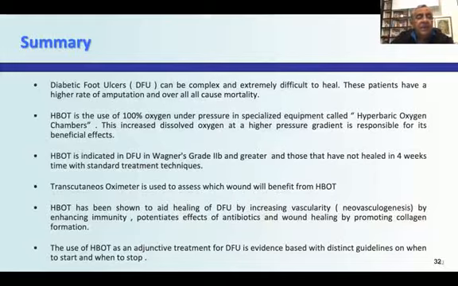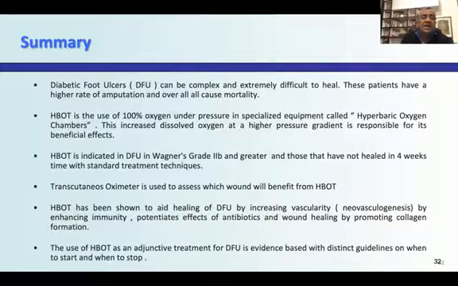In summary, diabetic foot ulcers can be complex and extremely difficult to heal. These patients have a high rate of amputation and overall cause mortality. Hyperbaric is the use of 100% oxygen under pressure in specialized equipment called hyperbaric oxygen chambers. This increased dissolved oxygen at a higher pressure gradient is responsible for its beneficial effects.